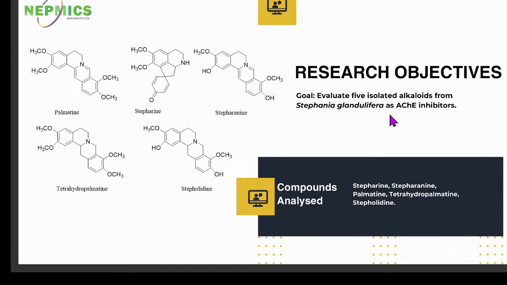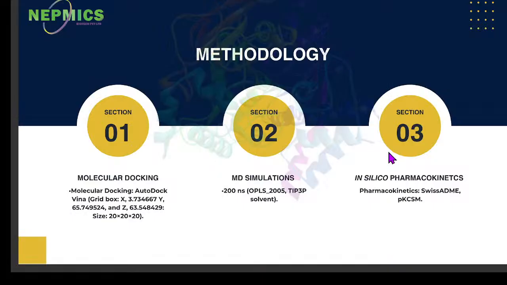As an inhibitor of acetylcholinesterase to be taken into further drug designing, or you can say taken into further clinical trials as well as in vivo work in respect to Alzheimer's or any other neurodegenerative disease, particularly Alzheimer's. Okay, so these are the basic research objectives of our work. And let's talk about the methodology now.